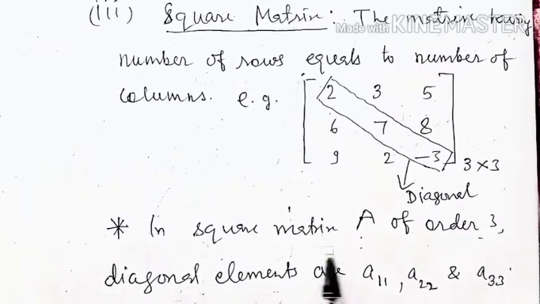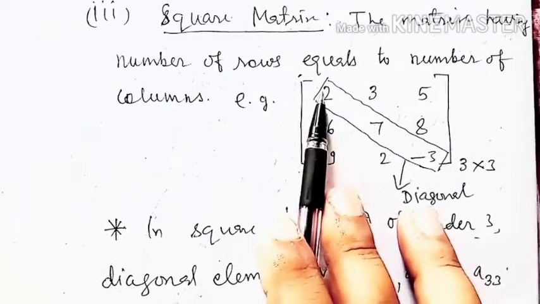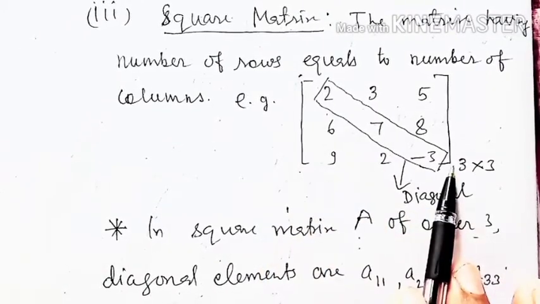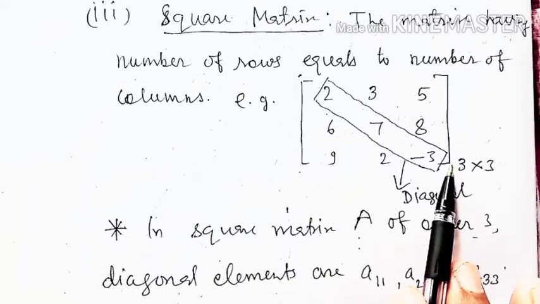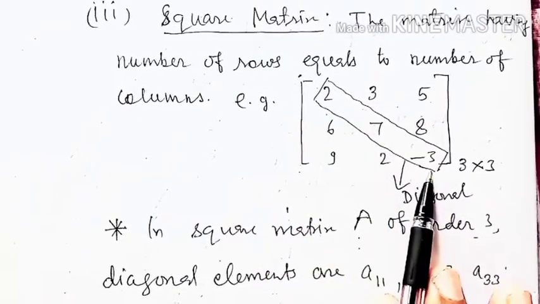In a square matrix A of order 3, the diagonal elements are those elements which are along the diagonal of a square. They are called main diagonal elements. Those are A11, A22, A33.